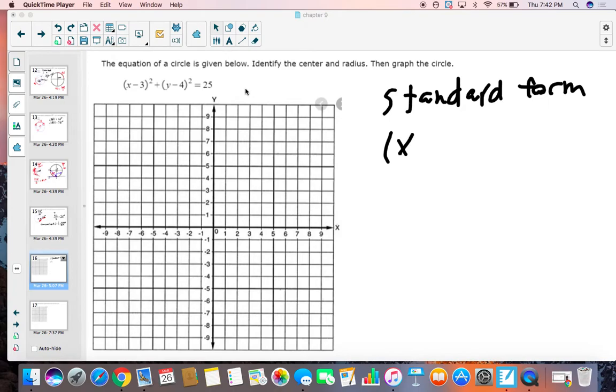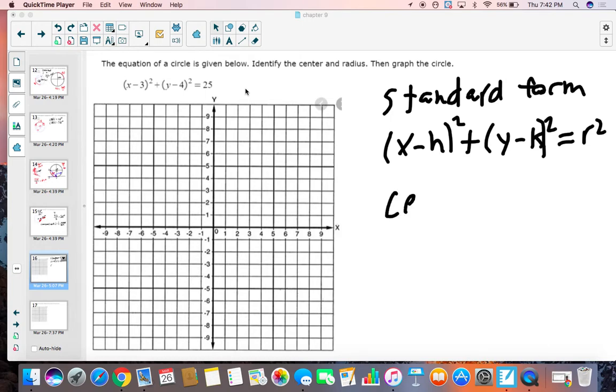So we have (x minus h) squared plus (y minus k) squared is equal to r squared. What we want to do is figure out what all these letters mean. Well, the center of our circle is going to be at (h, k).